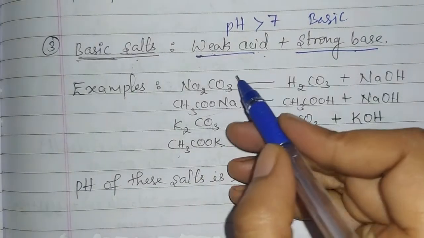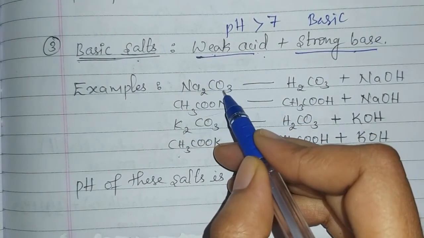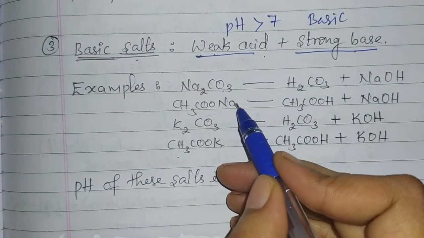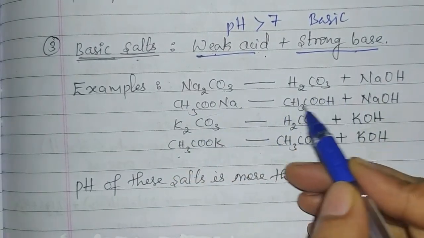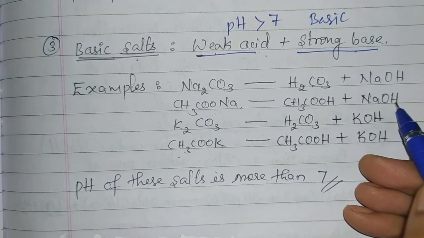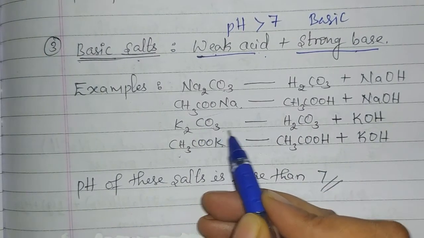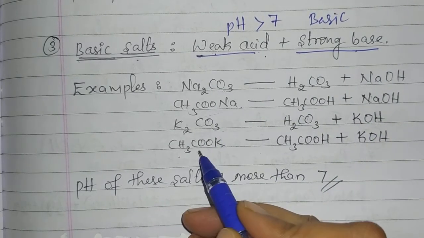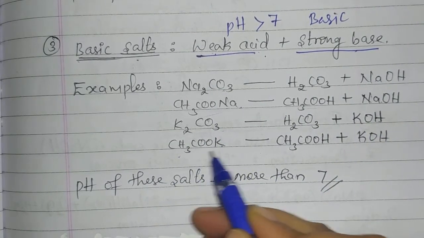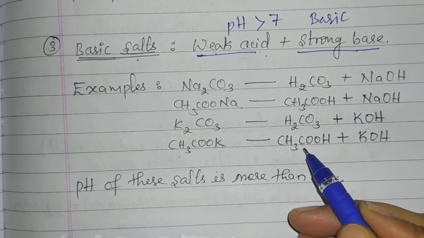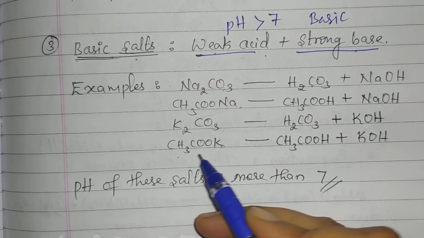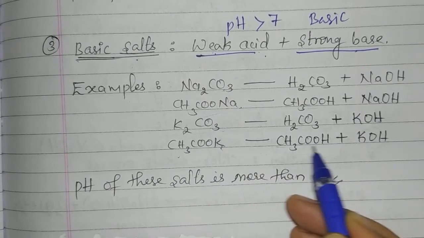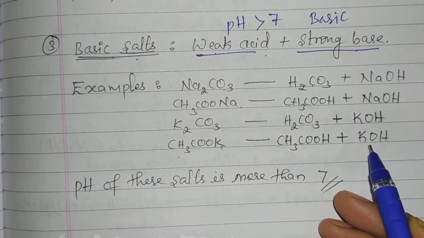Here, sodium carbonate is formed when carbonic acid reacts with sodium hydroxide, and sodium acetate is formed when acetic acid reacts with sodium hydroxide. Potassium carbonate is formed when carbonic acid reacts with potassium hydroxide, and potassium acetate is formed when acetic acid reacts with potassium hydroxide.